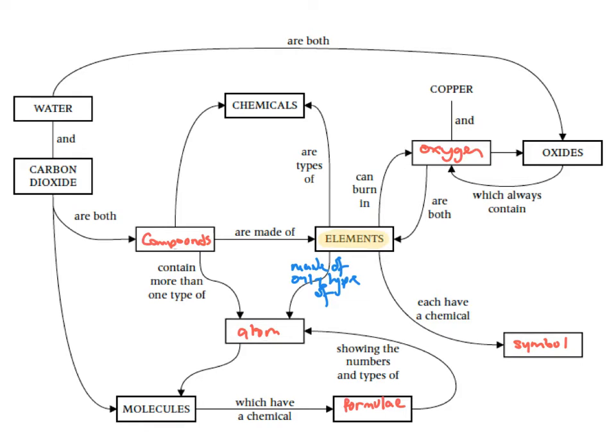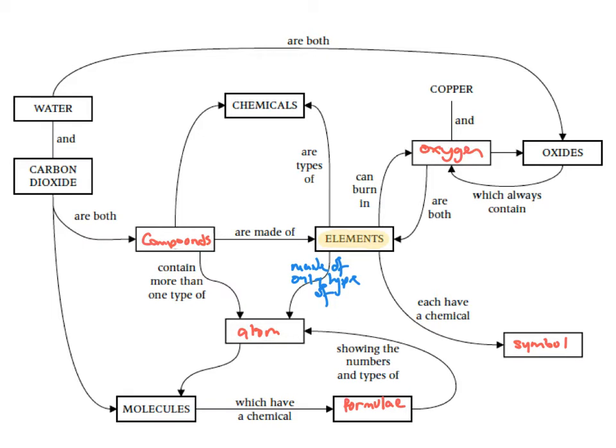And what chemical formulae show us is the numbers and the types of atom. So if I asked you for the chemical formula of water, you'd say H2O, and that formula is telling you that there are 2 hydrogens and 1 oxygen. And if I asked you for carbon dioxide, you would say it was CO2. So that was 1 carbon and 2 oxygens.